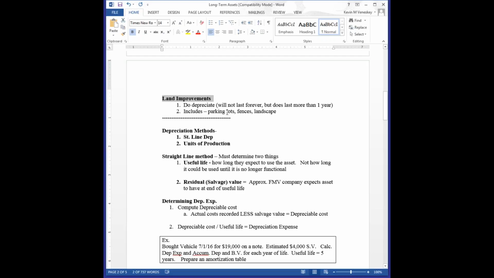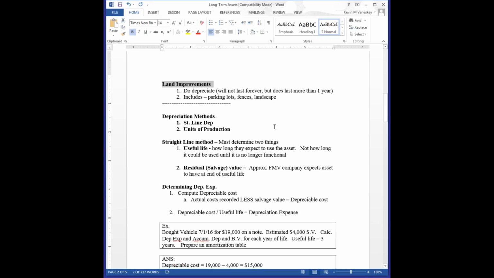Parking lots, maybe that'll last you. You plan on having that last 15 years. So whatever the cost of putting in that new parking lot will be depreciable.